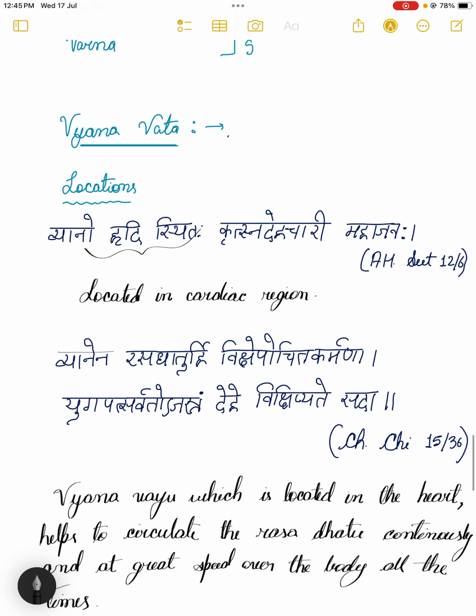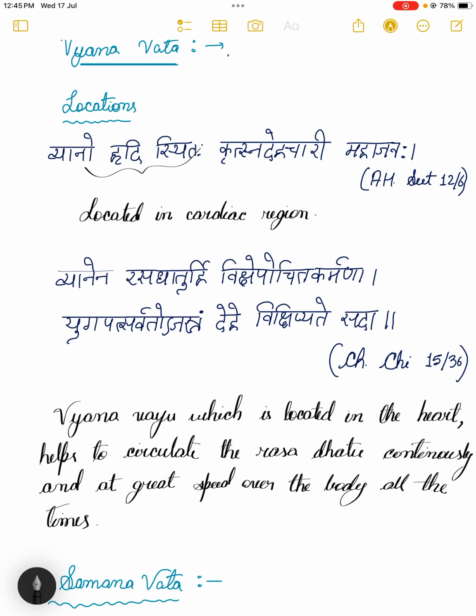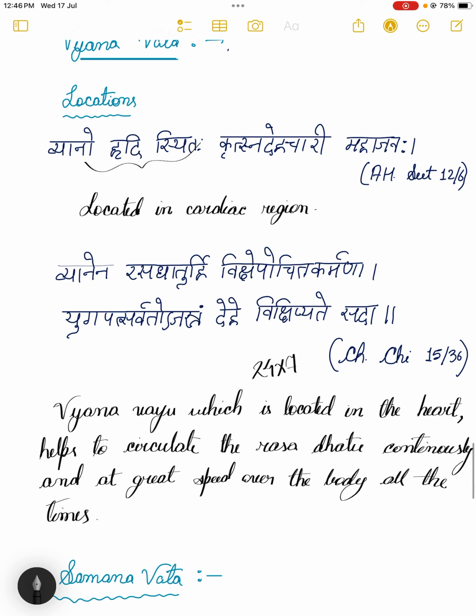Again, Acharya Charak in Chikitsastan 15th chapter has mentioned that Vyanena Rasa Dhatur Vikshe Apachita Karmana Yoga Patta Sarvato Ajhasrang Dehe Vikshipyate Sada. Now, what does this mean? Vyanena Rasa Dhatuhi Viksha Apachita Karmana means Vyan Vayu, which is located in the heart, helps to circulate the Rasa Dhatu. And Yugapat Sarvato Ajhasra means it is circulating the Rasa Dhatu simultaneously and continuously at a great speed all over and 24/7. Dehe means all over the body, Vikshipyate Shada.